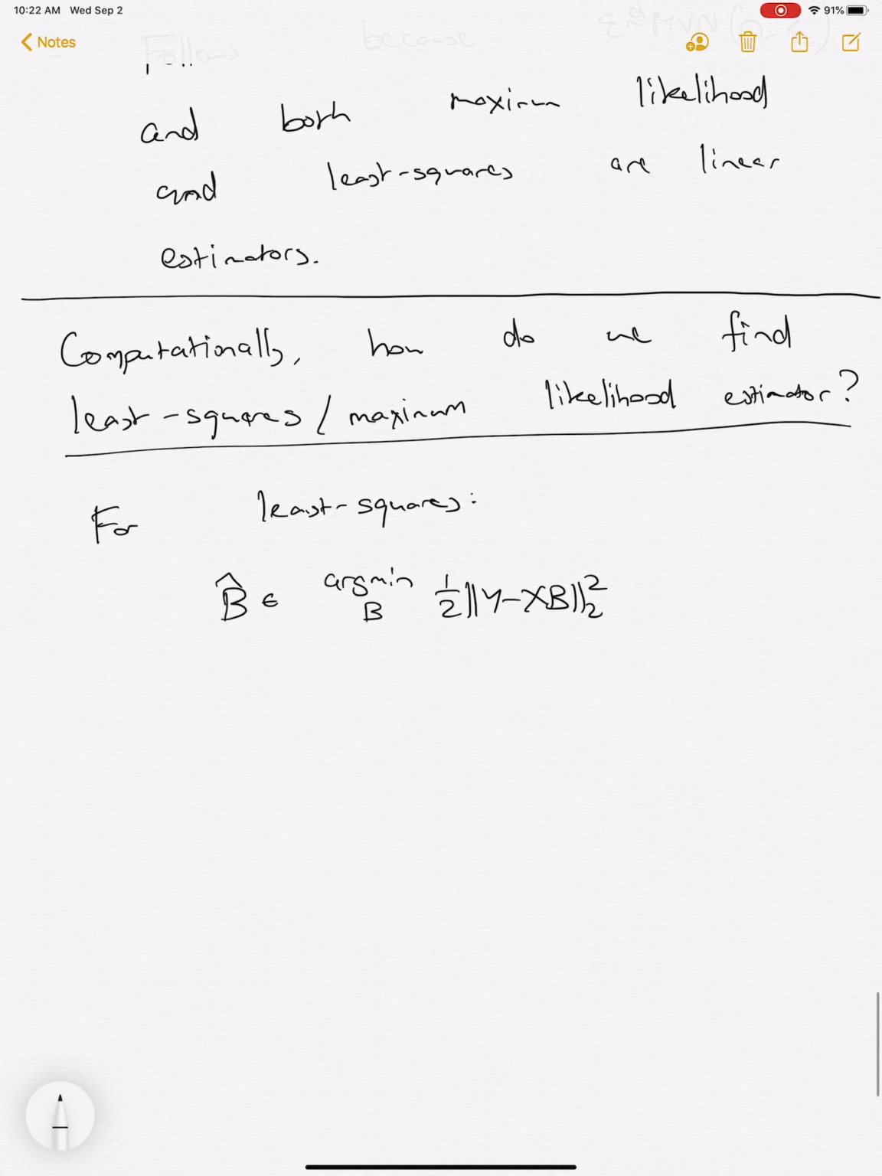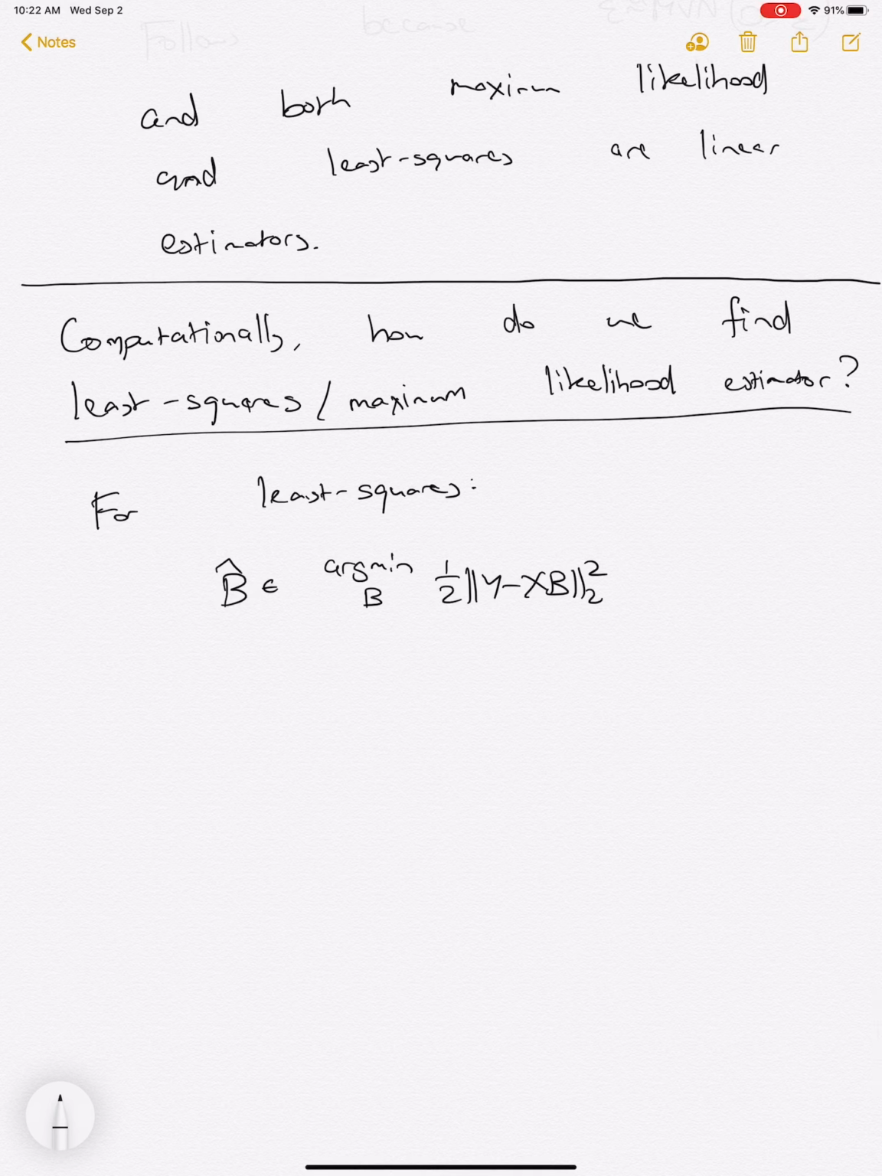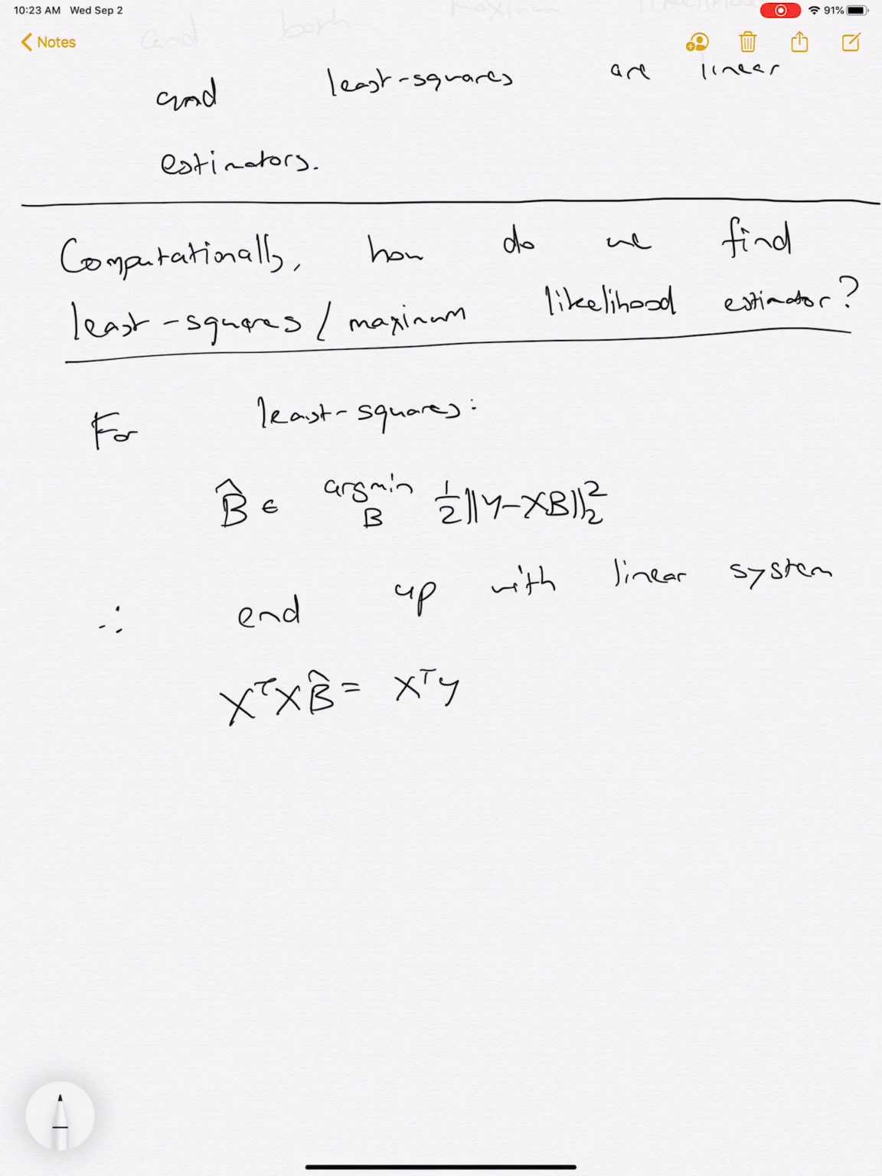For least squares and maximum likelihood, if you assume homoscedastic noise, b hat is just the minimizer of this quadratic, and then I'm writing this down for about probably the 10th or more time. You end up with the linear system, which is the normal equations.